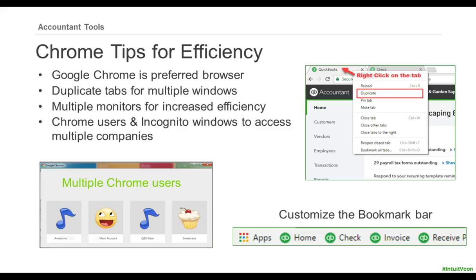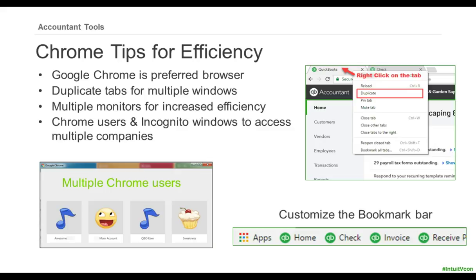Again, a function of the browser, and using Chrome as the example browser, you can actually create multiple Chrome identities, if you will. Chrome users, Chrome people, however you want to think about it. And that's what you're seeing in the lower left. We've got these great Chrome usernames like Awesome, Main Account, QBO User. So you can create multiple Chrome identities where, let's say you're in the Awesome user, where we always work, and in that case you want to have a second company open.